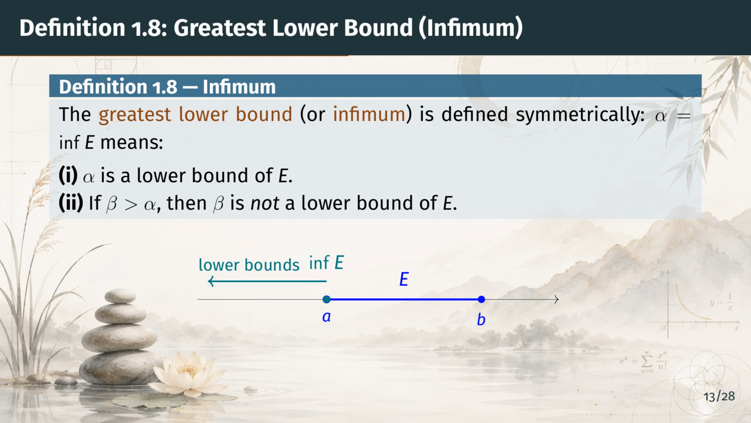The greatest lower bound, or infimum, is defined in the same manner but in the other direction. Alpha equals inf E means that alpha is a lower bound of E, and no beta strictly greater than alpha is a lower bound of E. So the infimum is the largest of all lower bounds. In the diagram, you can see the infimum sitting at the left boundary of E, with all lower bounds to its left. Now, let's look at some examples to build intuition.